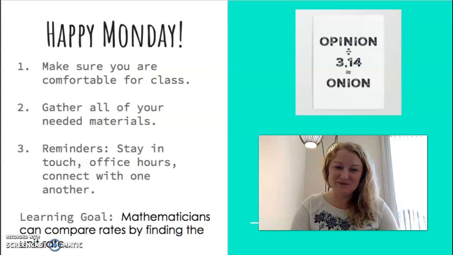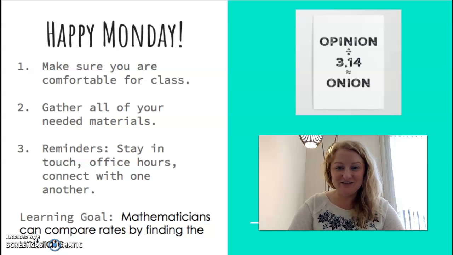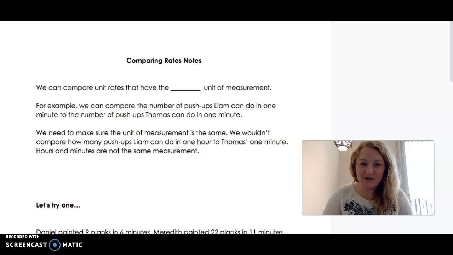Today, our focus is going to be on comparing rates by finding the unit rate. We started talking about unit rate last week, and we're going to continue that in today's lesson as we compare rates. A unit rate is a rate with a denominator of 1, so something per 1. A car can travel 65 miles per hour. I can eat 4 Hershey Kisses in 1 minute. That's a lot of Hershey Kisses. I don't know if I could do that, but that would be an example of a unit rate. So we need to make sure we have a denominator of 1.